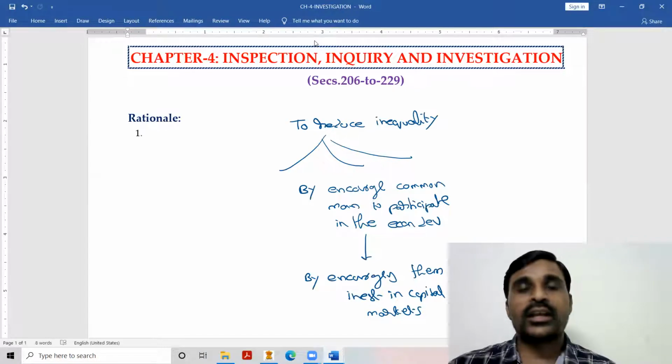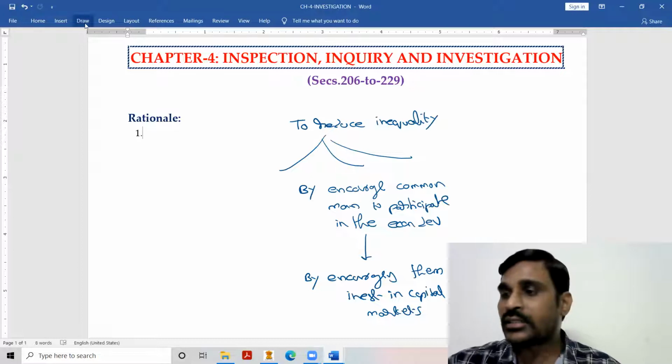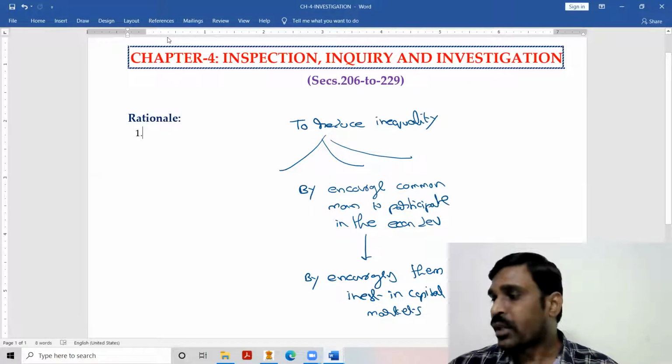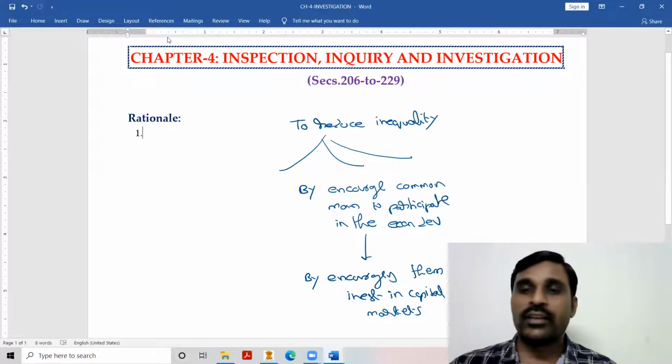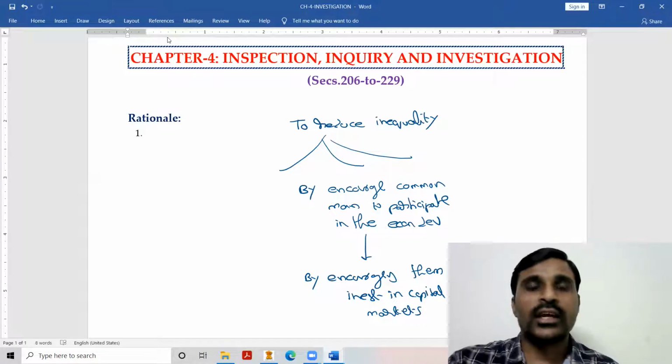The government is giving a clear signal to the people that capital markets are not only meant for big investors or high net worth individuals. Capital markets are meant even for a common investor, even for a small person. That is popularly called retail investors. In market terminology, it is called retail investors. Retail investors means investing a small amount.